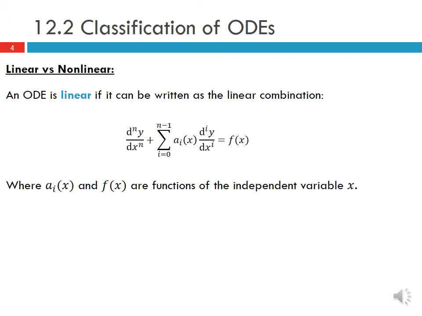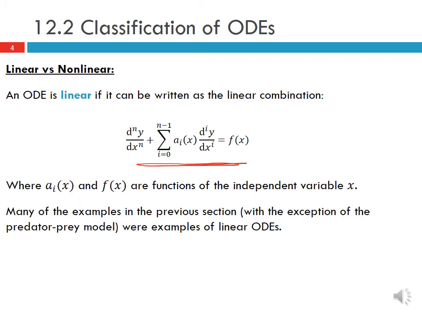The next parameter to look at is whether it's linear versus nonlinear. An ODE is linear if it can be written as this linear combination as shown here. So basically, if all of the terms can be written as a linear combination of a_i(x) times d^i y by dx^i, as shown here, where a_i(x) and f(x) are functions of the independent variable x. Many of the examples in the previous section, with the exception of the predator-prey model, were examples of linear ODEs.